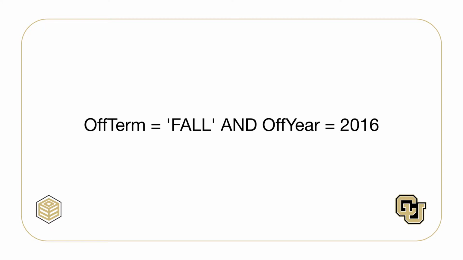The where clause can use logical expressions using the and, or, and not operators to combine conditions. Logical expressions have a value of true or false. Only rows in which the logical expression is true are in the result. For example, the logical expression OffTerm equal 'Fall' and OffYear equal 2016 indicates that rows in the result must be in fall 2016.